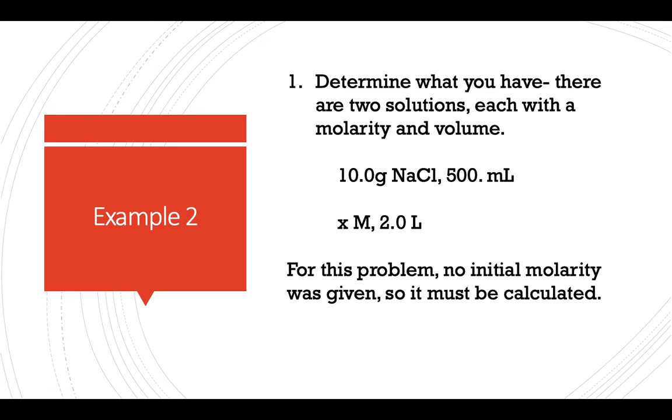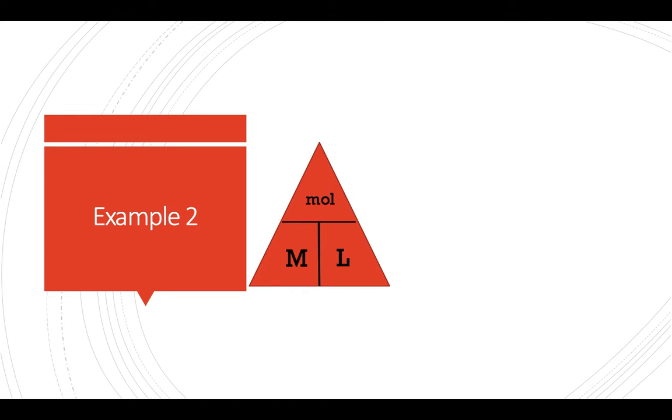Now, looking at those values, we actually don't have an initial molarity. What we have is an initial mass and volume. So we really do have to get molarity before we can use the M1 V1 equals M2 V2 equation. We can look at the molarity triangle and use that to help us calculate molarity for this problem.